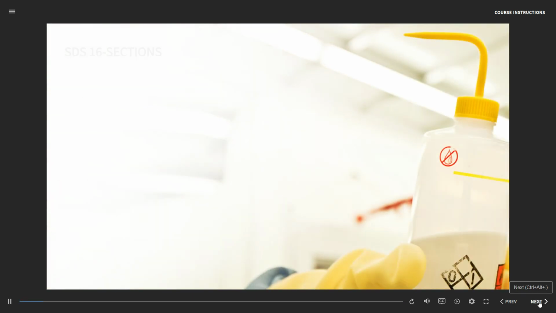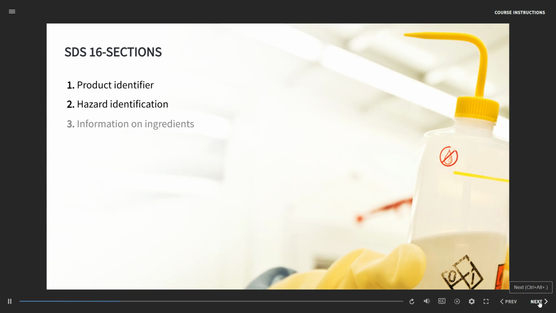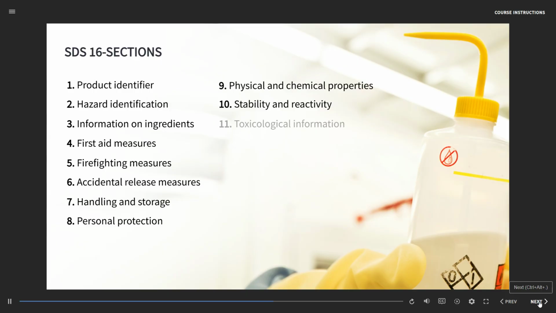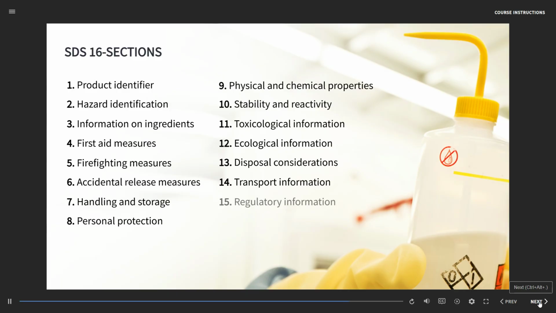The 16-section format will include specific information on product identifier, hazard identification, information on ingredients, first aid measures, firefighting measures, accidental release measures, handling and storage, personal protection, physical and chemical properties, stability and reactivity, toxicological information, ecological information, disposal considerations, transport information, regulatory information, and date of the latest revision of the SDS.